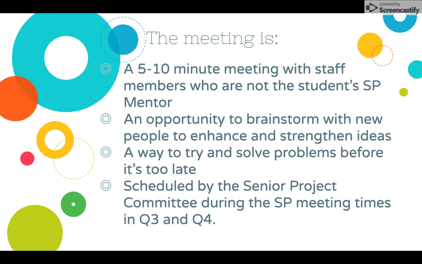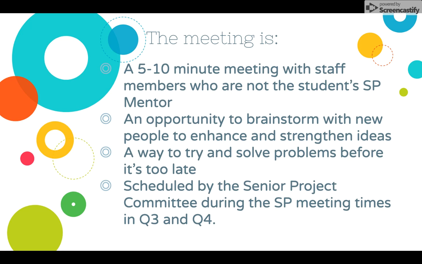When you go to project verification meetings, they happen during the same Advisory B senior project time that we have. So for each student, it's probably about 5 to 10 minutes long. You meet with staff members who are not your mentor. One of the great things is because they bring fresh eyes to the discussion, they can not only help you brainstorm some new ideas to improve your project, but they can actually give you new ideas to help you solve problems that you're encountering, or maybe even point out problems that you didn't know you had before it's too late.